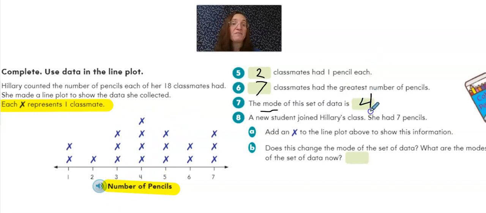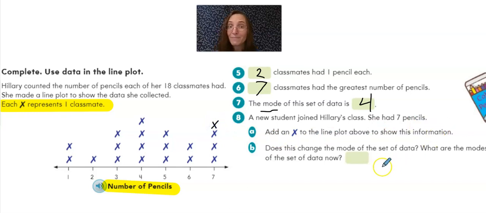So if you were just to find the most popular number of pencils to have and you were a classmate in her room, then it would be 4. Ooh, but now the data will change. A new student joined Hillary's class, and she had 7 pencils. That means we have to add an X to this line plot. That's what it says here.